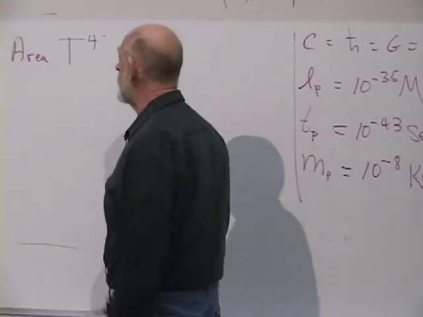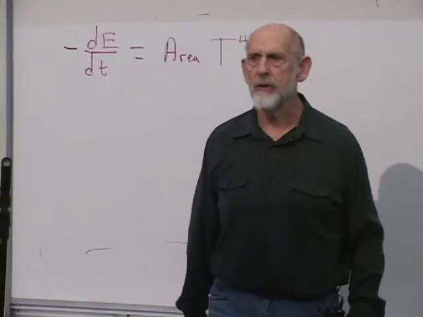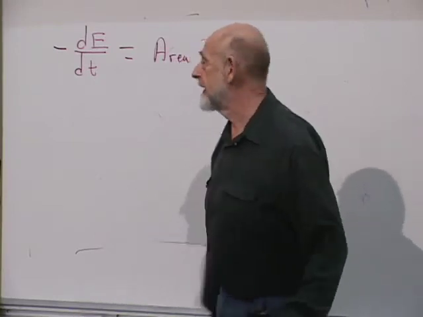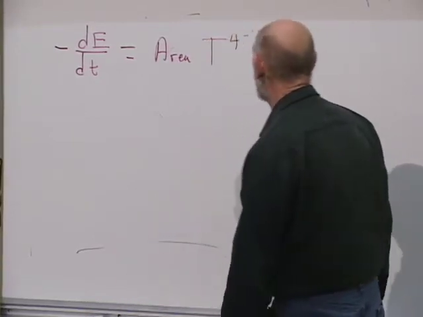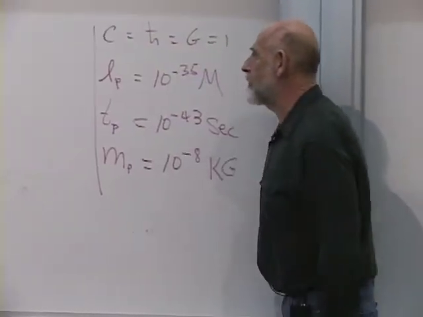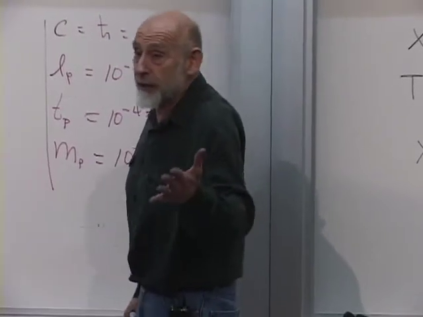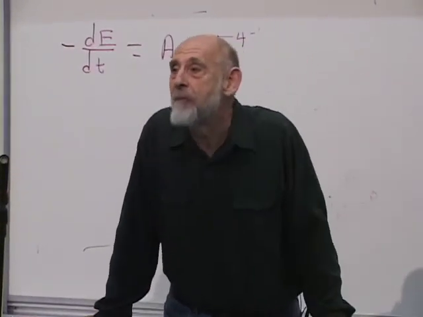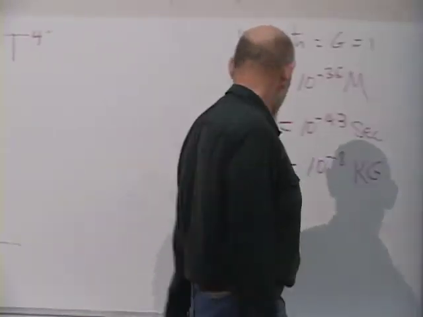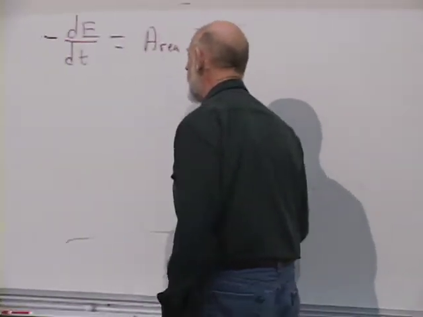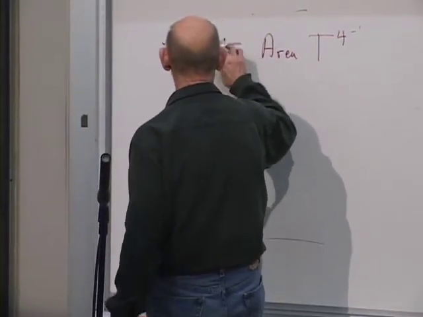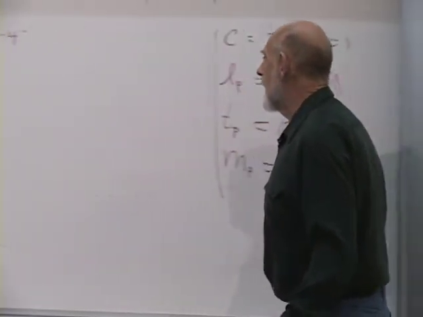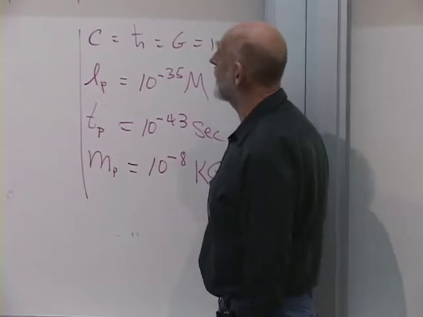And what about the coefficient which appears here? Order of magnitude, it's one because all of the parameters are one. So what else could it be? Right. So in Planck units, this is the rate at which the black hole or anything else would lose energy. Now, energy is mass. E equals mc squared, but c is 1. So E is m, and we can write this as the rate of change of the loss of mass. The loss of mass per unit time is the area times the temperature to the fourth.